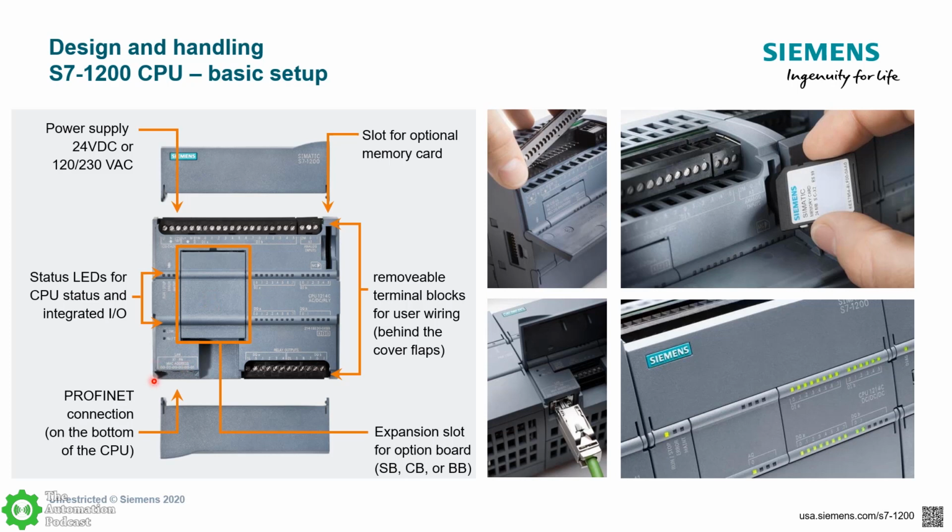And then on the bottom, you can't really see it very well in this picture, there's an RJ45 port. Depending on the CPU model, you'll either have 1 or 2 ports. Those RJ45 ports can be used for Profinet communications, for programming, for getting diagnostics, HMI connection, or any other TCP/IP communications. So it could be OPC UA, MQTT, Modbus TCP, things like that. And then your typical status LEDs for CPU run mode, and then your I/O status.